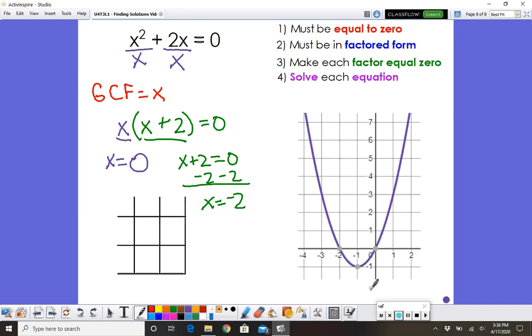So it is okay to get a solution that's 0. It just means that your parabola goes through 0. So take some time, do the on your own problems. There's a separate video that will go over the answers for those on your own problems. So when you're done, make sure you check your work.